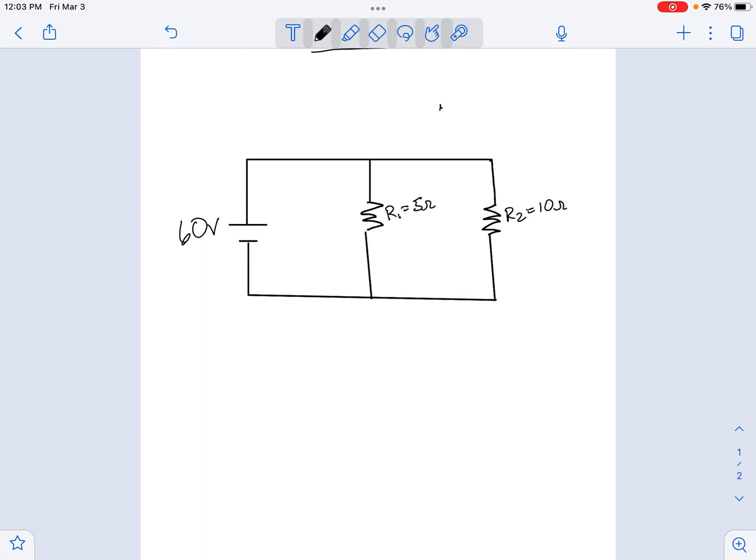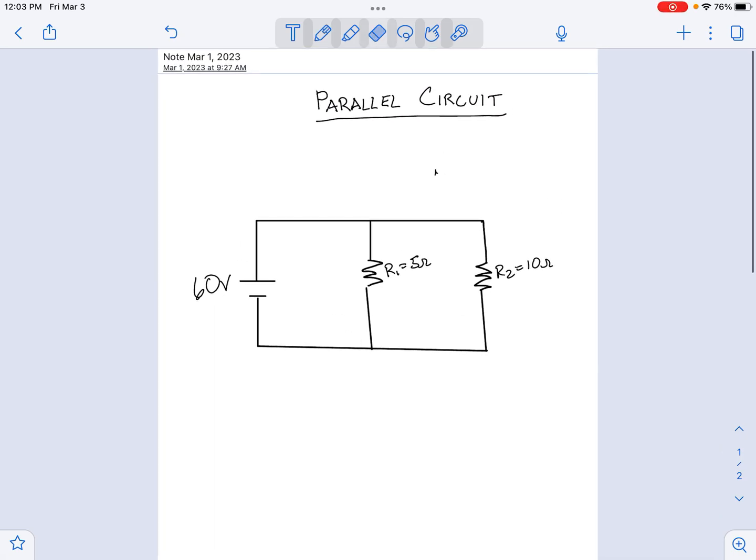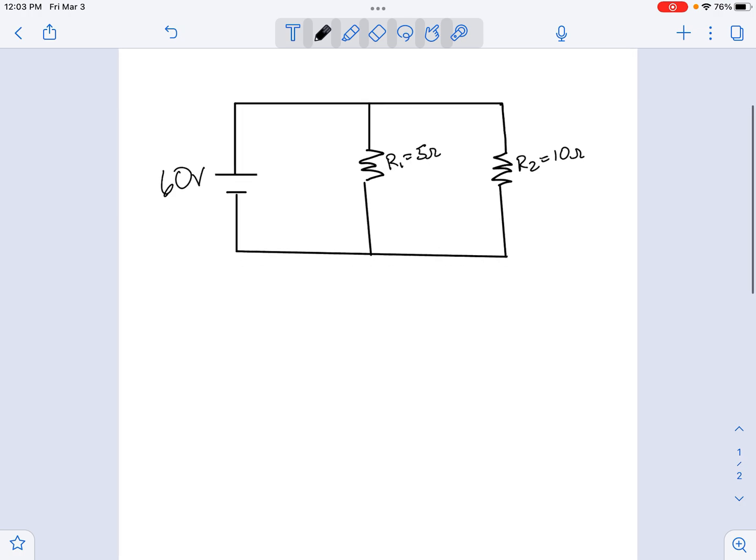Okay, so now we're doing parallel circuits, but this is a slightly more sophisticated circuit, and resistors 1 and 2 have different values, and so the math gets a little bit more difficult here. So I'm going to work through this problem and then give you a practice problem to do. So we start by finding the total resistance.